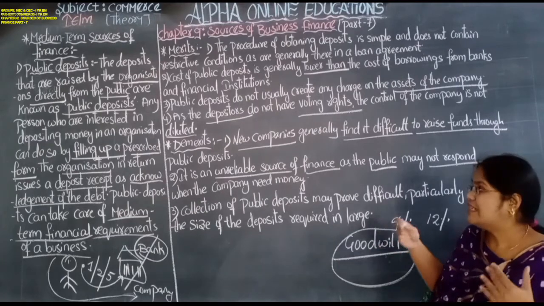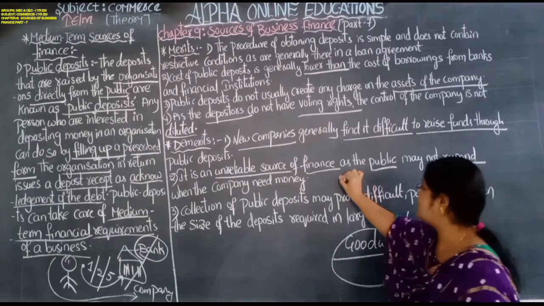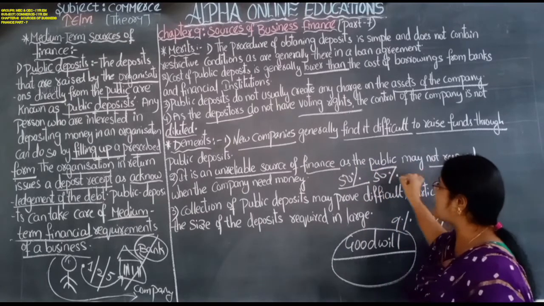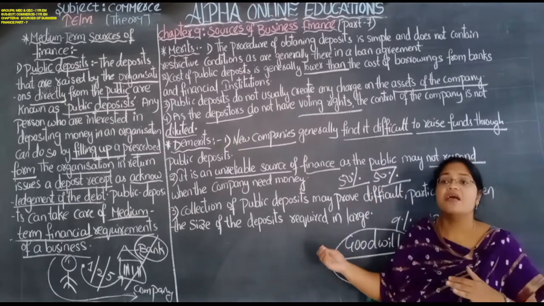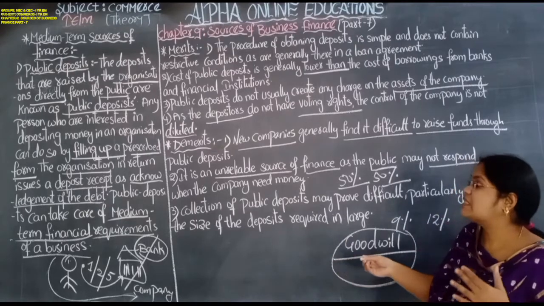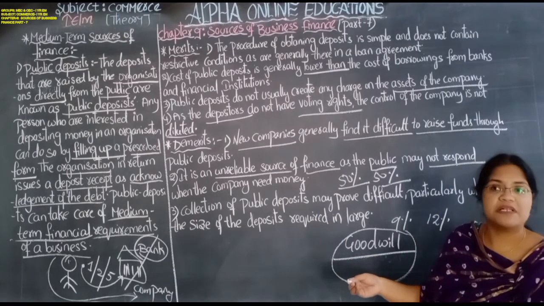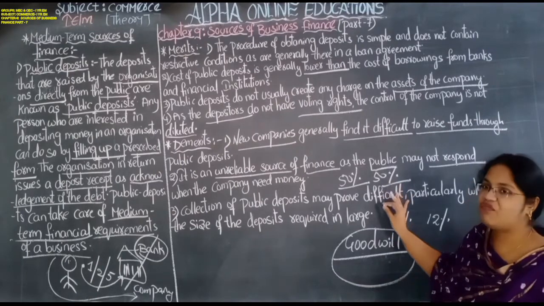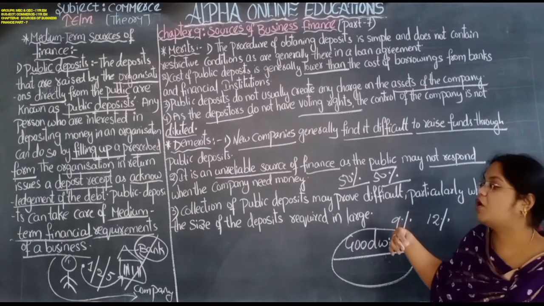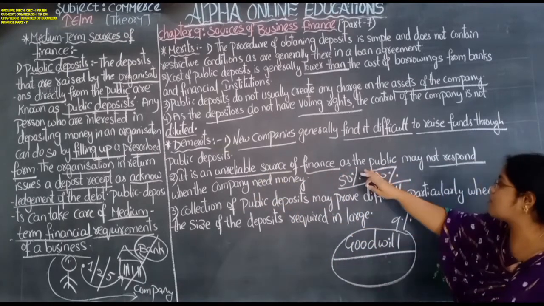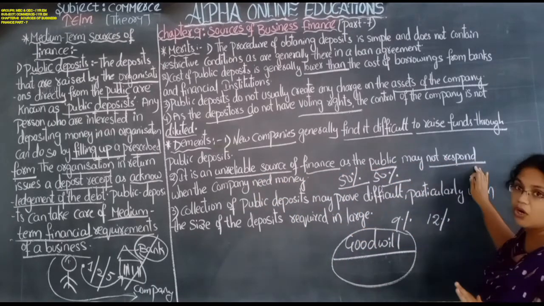So it is 50-50 chances. This is not completely sure. It is 50-50 chances whether they can get it from the public or not. We can't say they will definitely get it, and we can't say they won't. It may happen, it may not happen. It is an unreliable source of finance as the public may not respond.